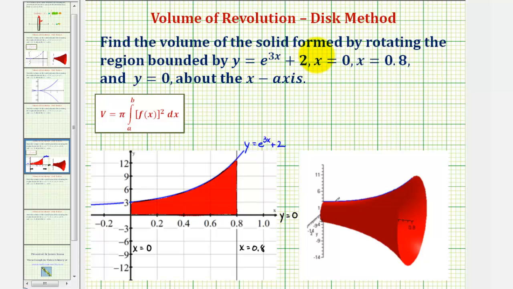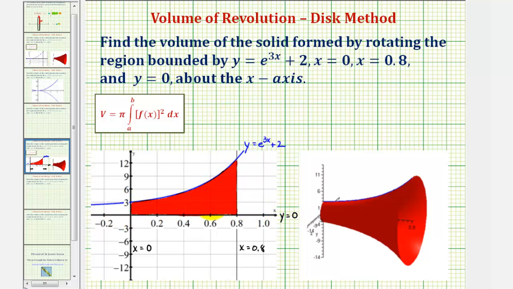We want to find the volume of the solid formed by rotating the region bounded by y equals e to the power of 3x plus 2, x equals 0, x equals 0.8, and y equals 0 about the x-axis. Looking at this graph here, here's the function y equals e to the power of 3x plus 2. The y-axis is x equals 0. This vertical line is x equals 0.8, and the x-axis is y equals 0.